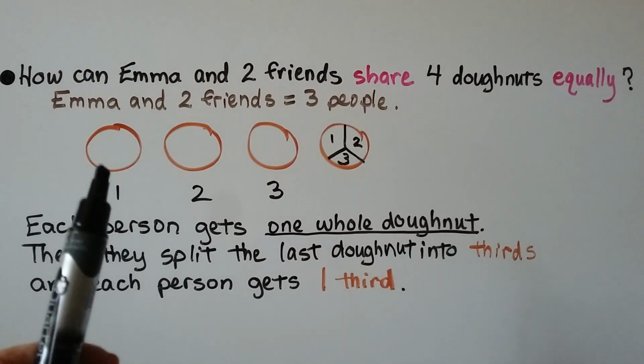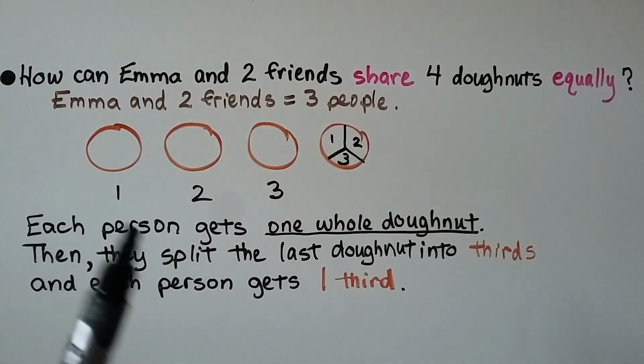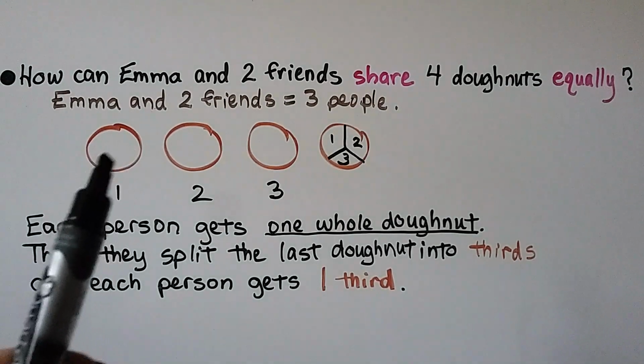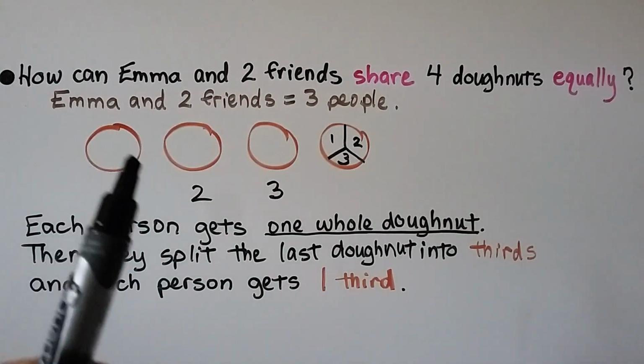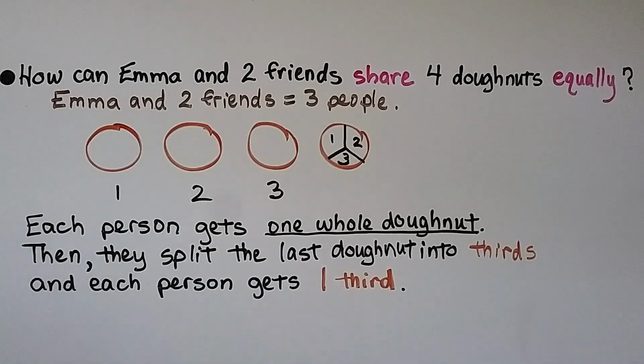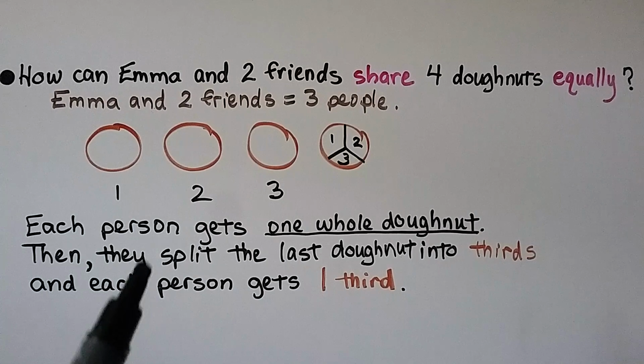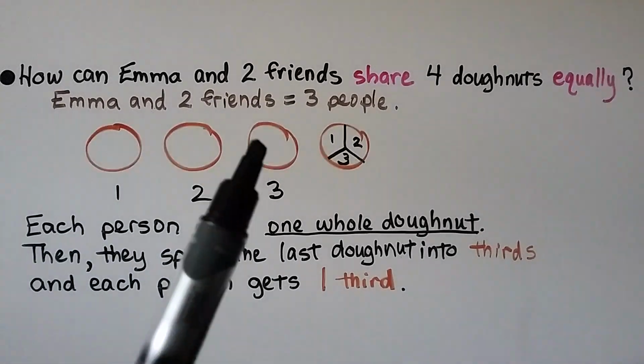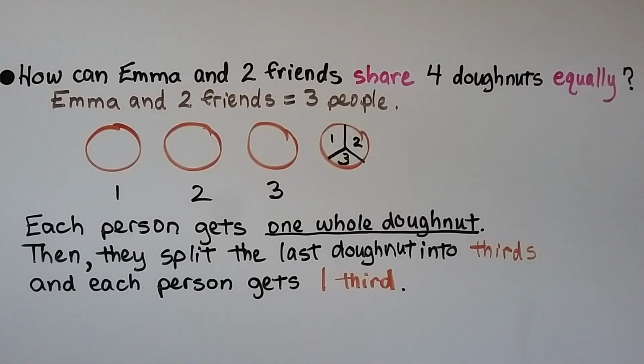Now we could split each donut into thirds, and they would get 3/3 of a donut, and then 1/3 of this one, so they would get 4/3. But it's a lot easier to just not cut the donuts up and give a whole one, a whole one, a whole one, and then give them each 1/3, right? Then we don't have to cut so many donuts.